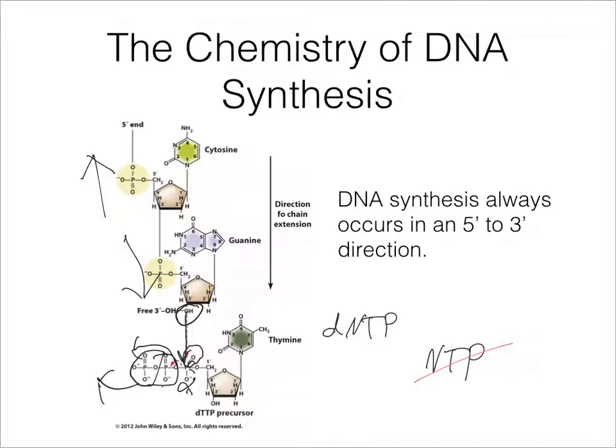This is the alpha, beta, and gamma phosphates. And so the alpha phosphate binds in, beta and gamma get kicked out, and it is always the 3' hydroxyl that does the attacking, so that's always the end that you build off of.